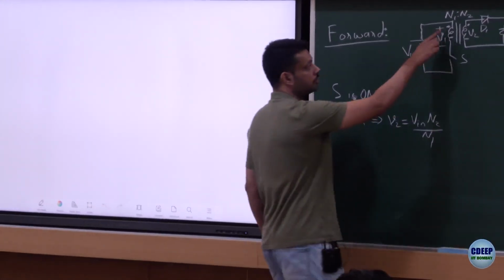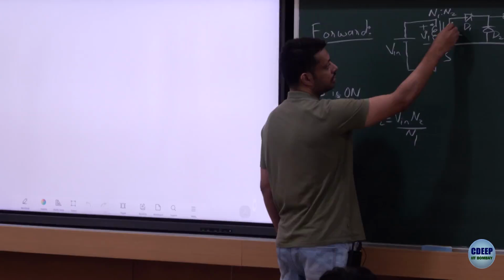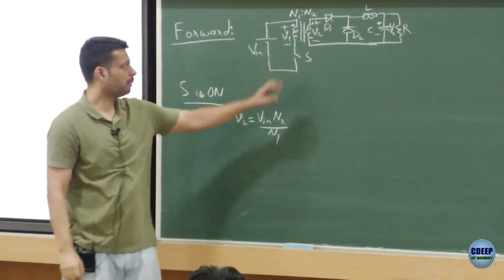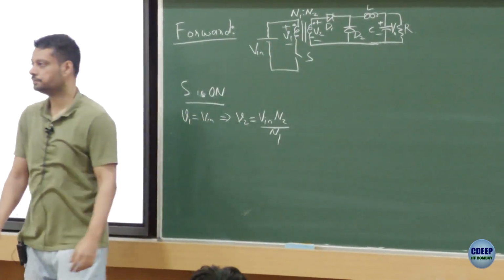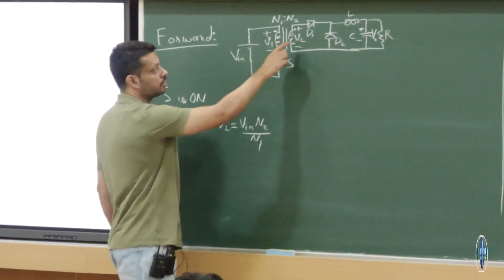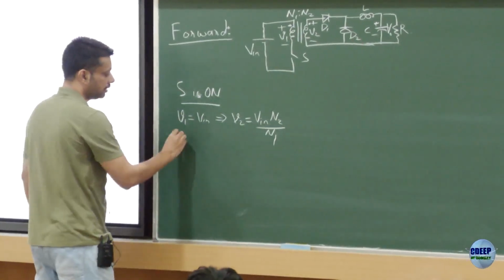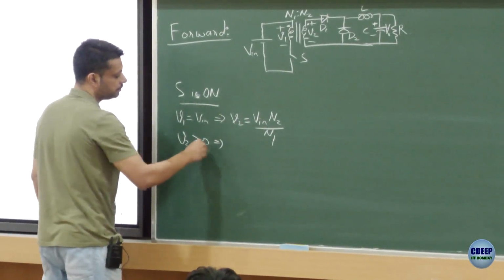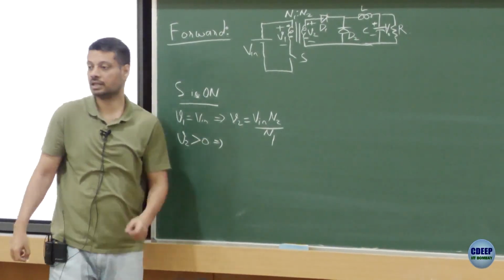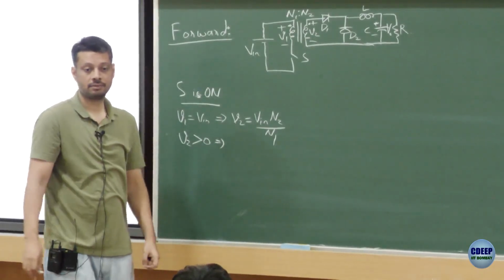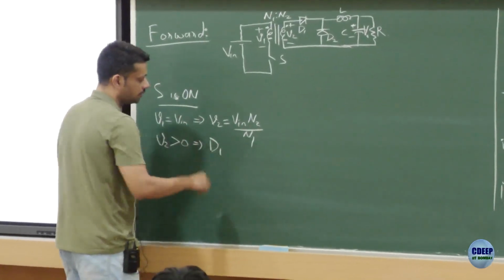So if this dot is positive, this dot is also positive. So this is how the voltage polarity comes out. In flyback, we have drawn it the other way around, right? If V2 is positive, since V2 is greater than 0, which diode will conduct? D1, D2? D1. Okay?